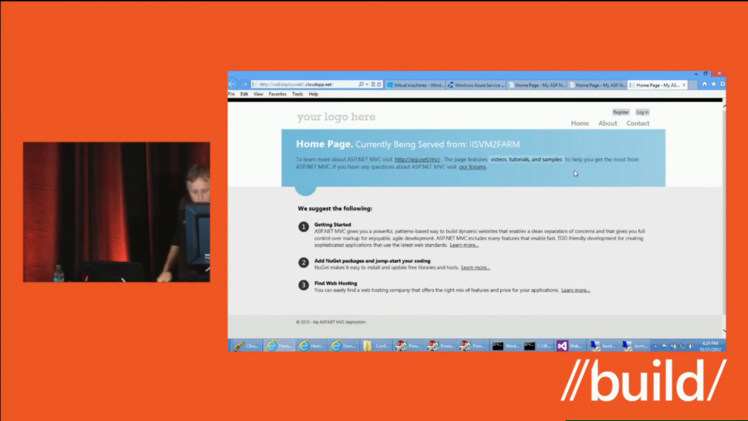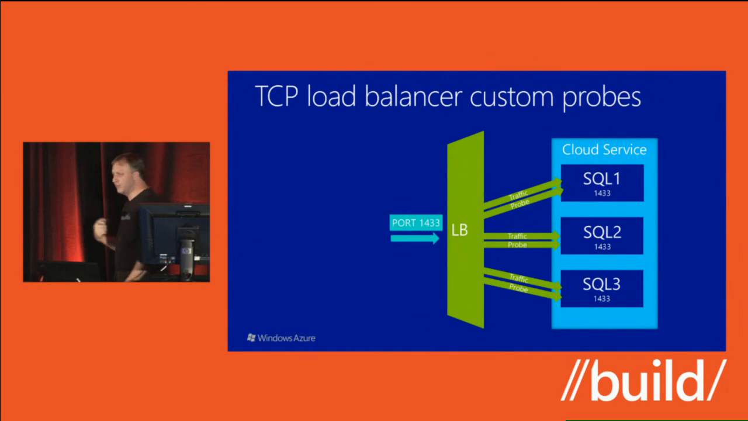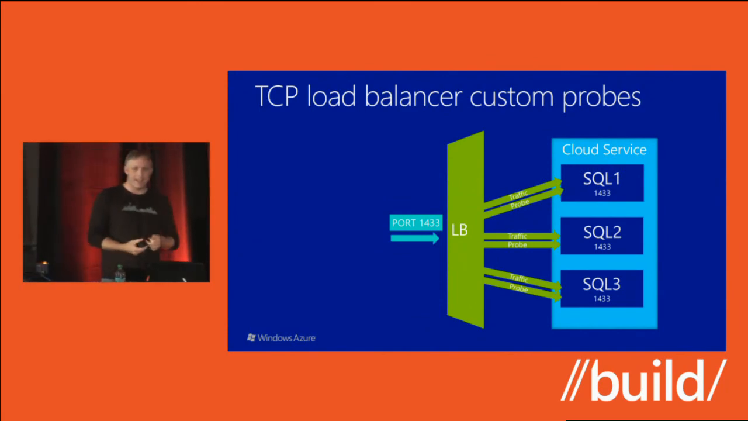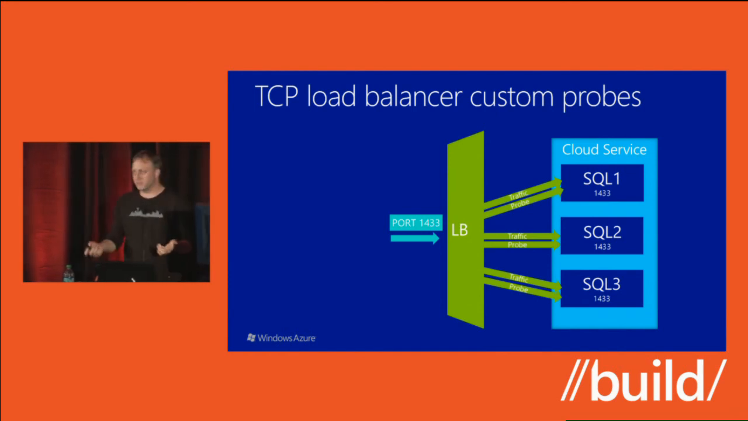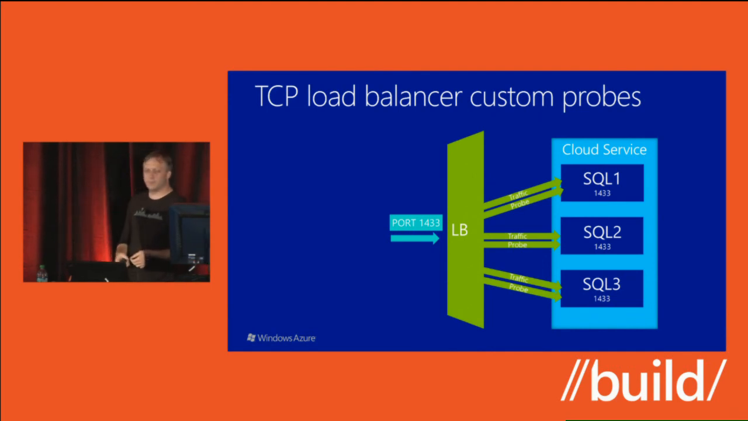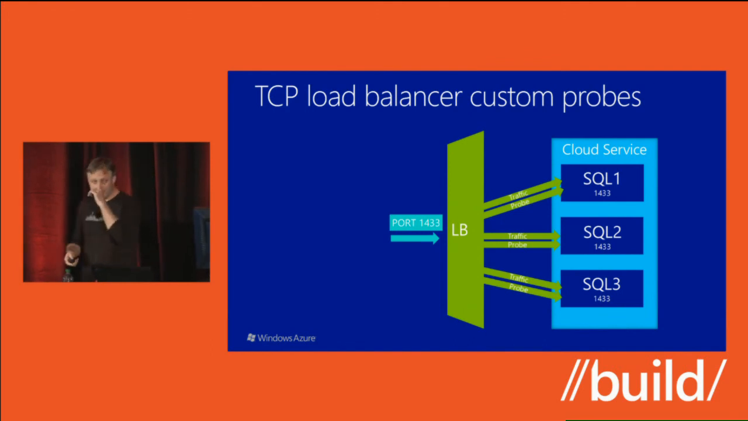I want to show one more thing. This is a pretty interesting scenario. You can do the same thing on TCP. It doesn't have to be HTTP. So say I had a product catalog for an e-commerce site, and I really needed to scale this product catalog across multiple servers, and for some reason it wouldn't work in Windows Azure SQL Database. Maybe I need full text search, which unfortunately doesn't work yet.